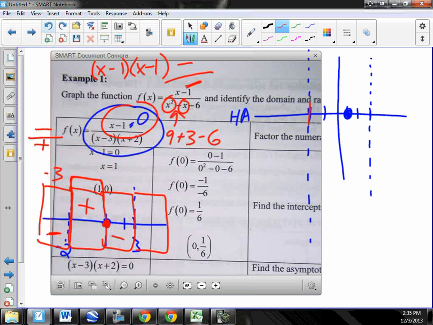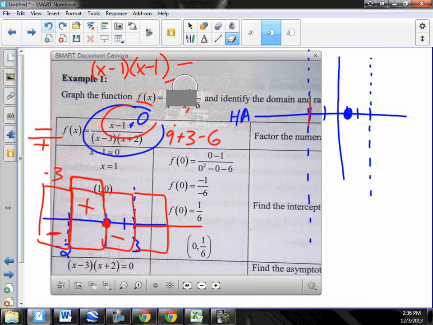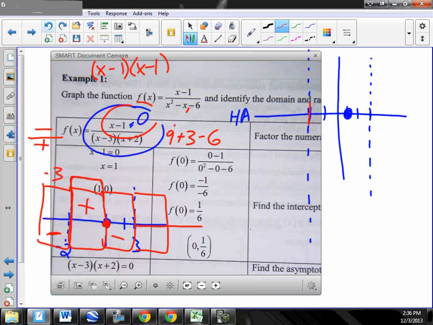So if it's a double root, if one's positive, the other would be positive. What if it's a triple root? Positive and negative. What if it's a quadruple root? Positive and positive, right. Okay? So now on this right side, what number should I pick over here? 4. So let's plug in 4. 4 minus 1 is positive divided by 16 minus 4 minus 6 is positive. So over here it's positive.